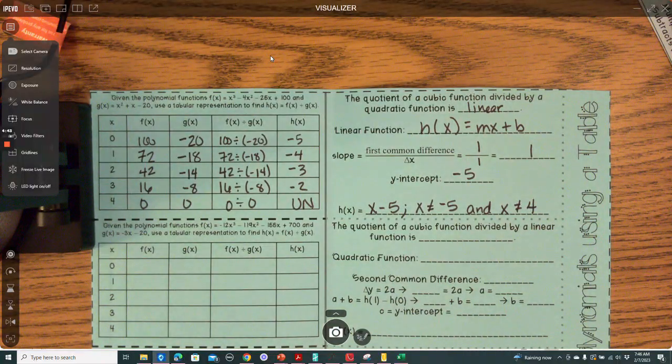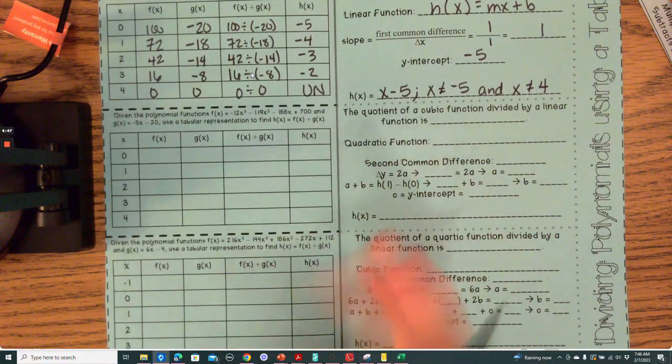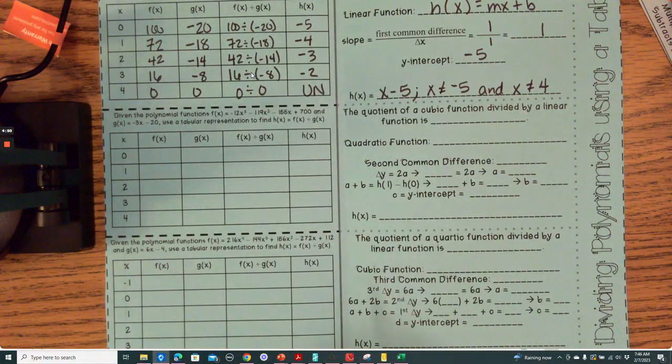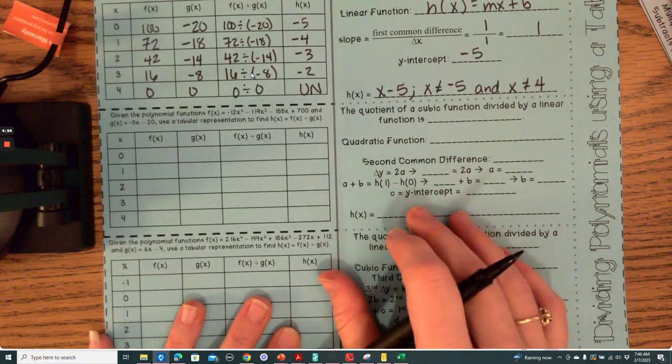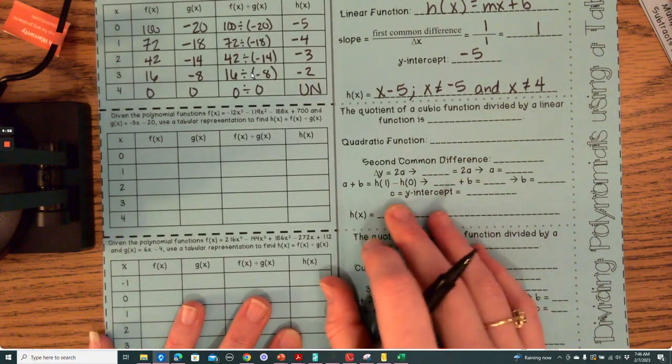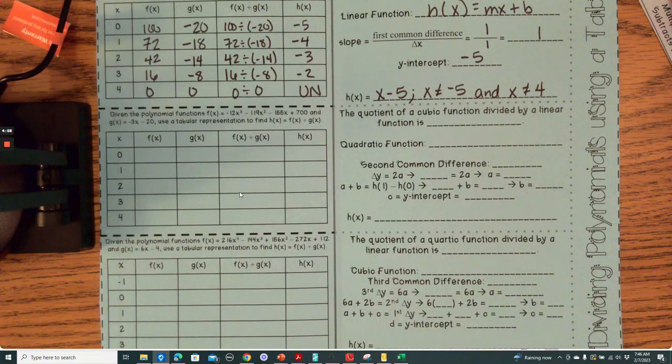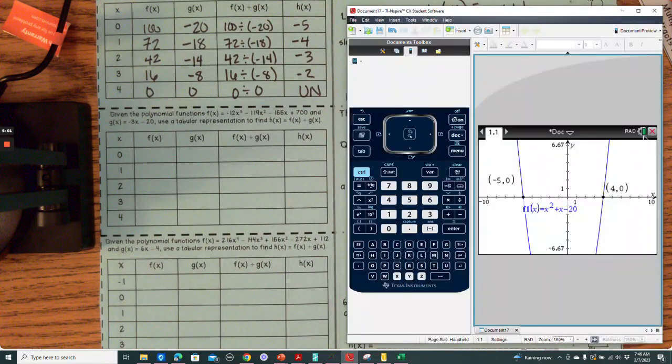Okay, so tables make it really easy, especially now that we know how to find. And if you don't know what the quotient would be, you can use those common differences to find your function. You can use those common differences to determine what type of function it is, but also to write the function.